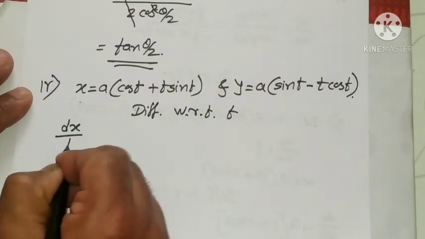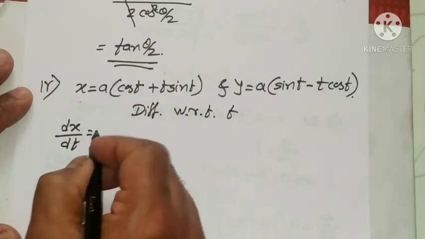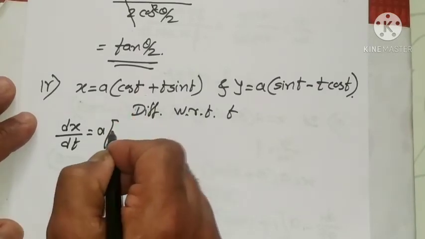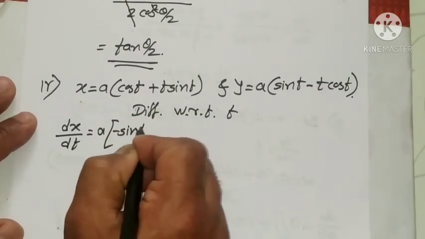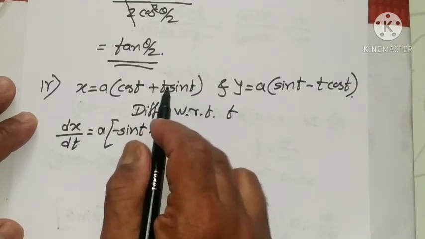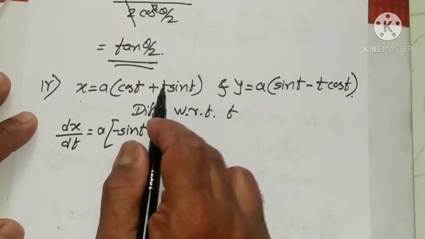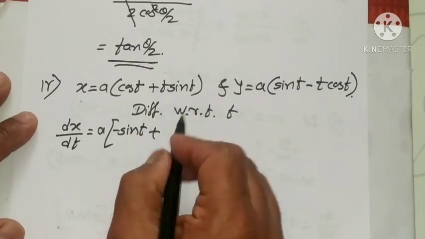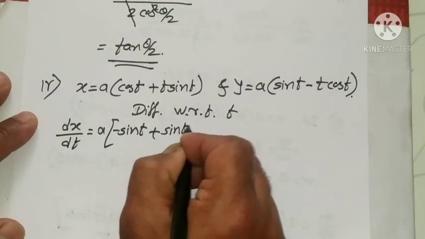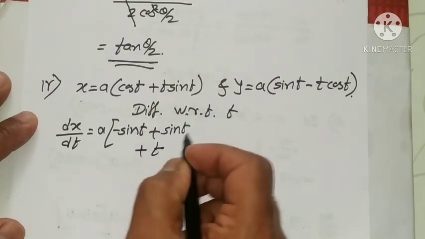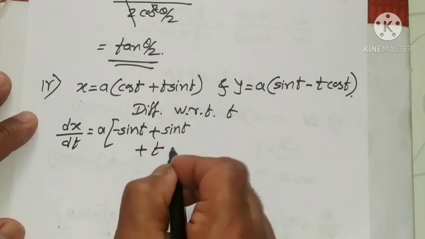Dx upon dt is equals to a into bracket derivative of cos, minus sin t, plus using product rule for t sin t. According to product rule, derivative of t is 1, sin t remain as it is, plus t remain as it is and derivative of sin, cos t.